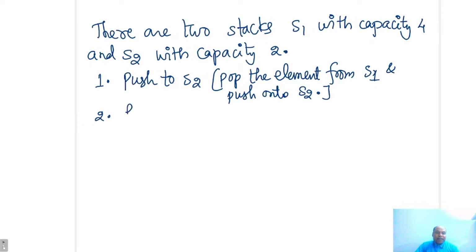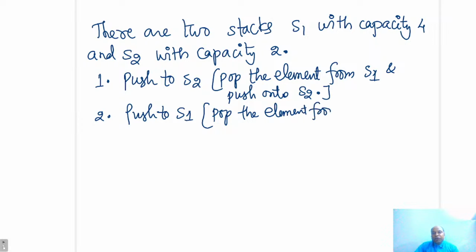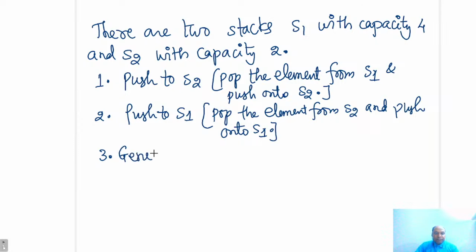Now second, push to S1, this says that pop the element from S2 and push on to S1. Now next, third, generate output. So these are the instructions given in the question.